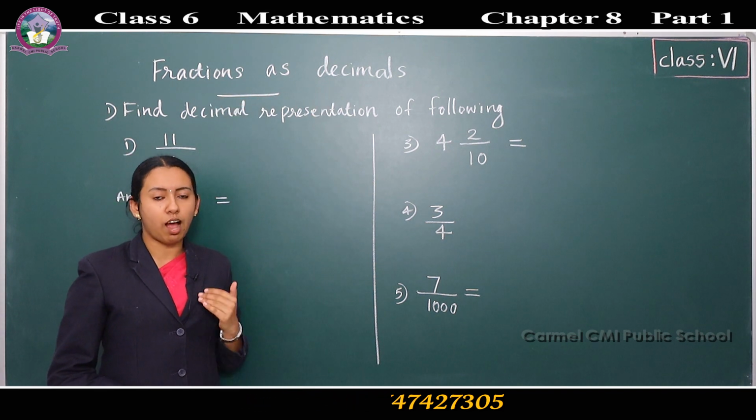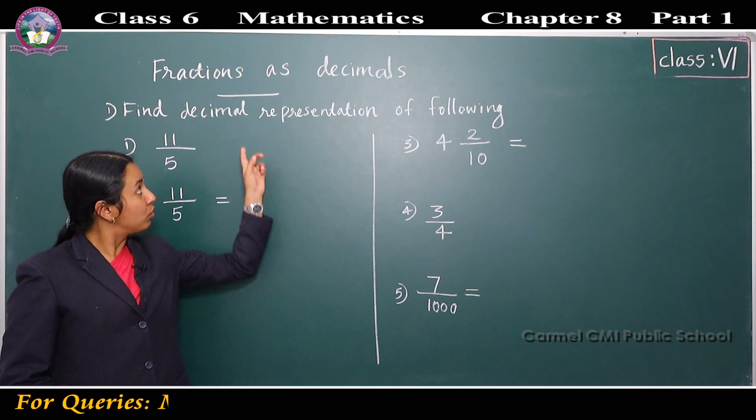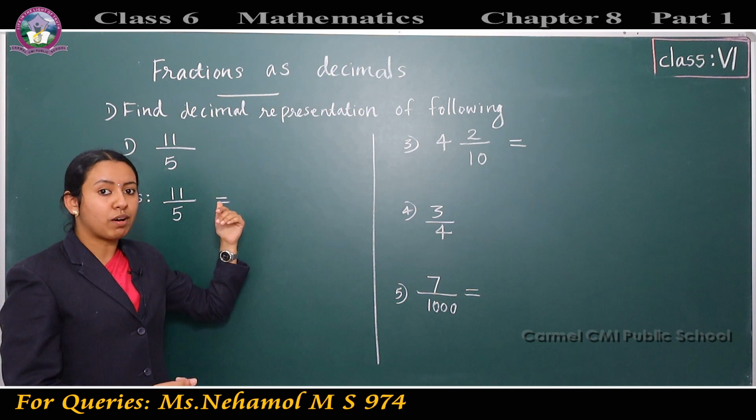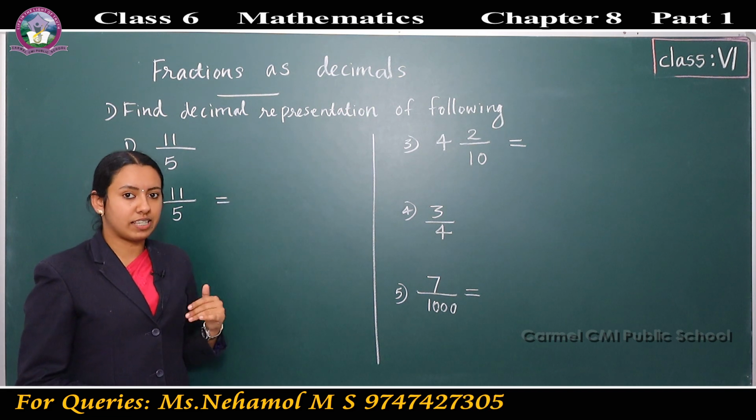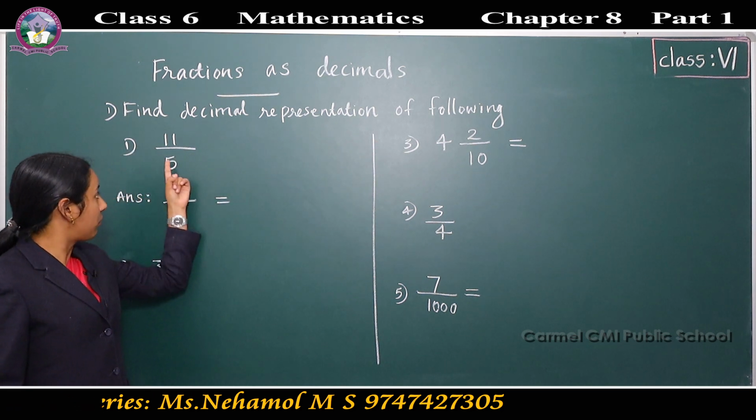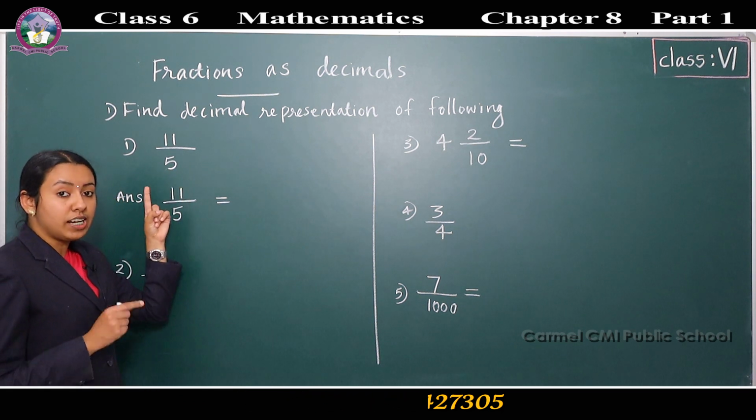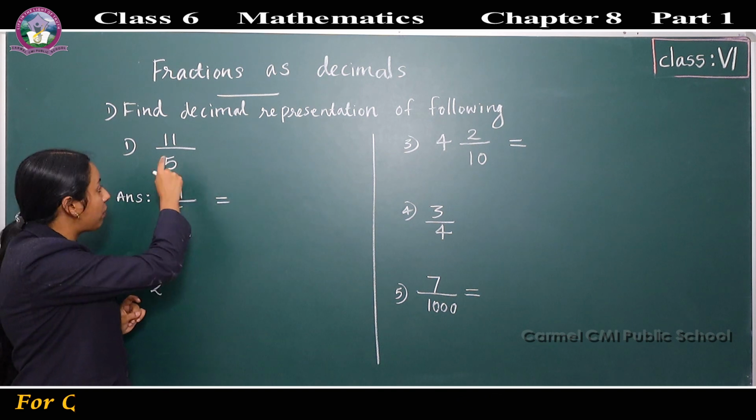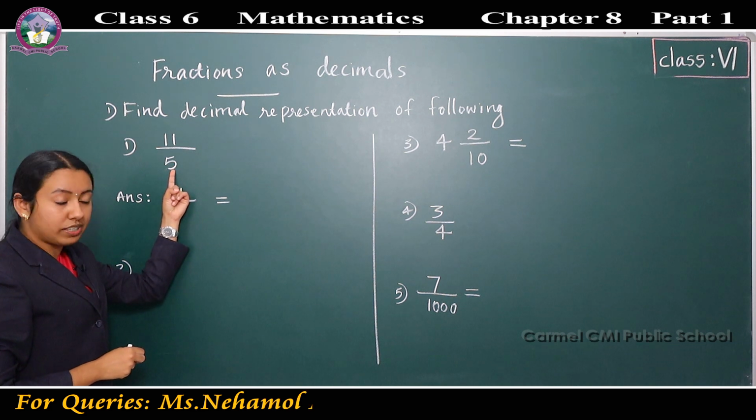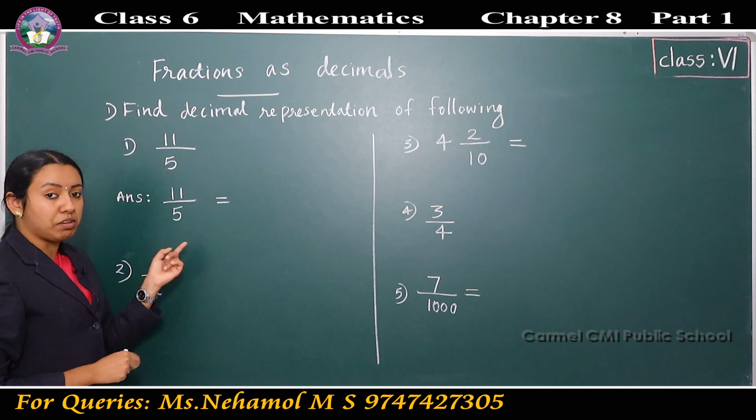We already studied how to convert a fraction with the denominator as 10 or power of 10 to a decimal. Now let us see another type of questions. Find decimal representation of following. First one, 11 by 5. We know that a fraction with the denominator as 10 or a power of 10, we can convert to decimal number. But here, the denominator is 5. Then, how can we make this 5 as 10?